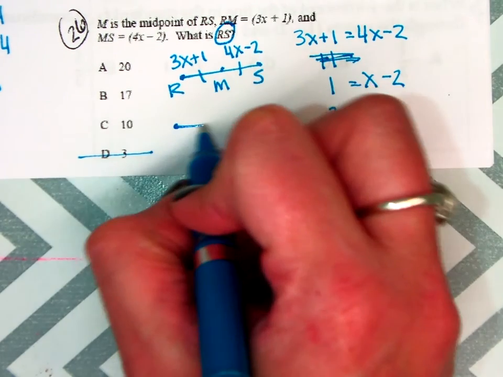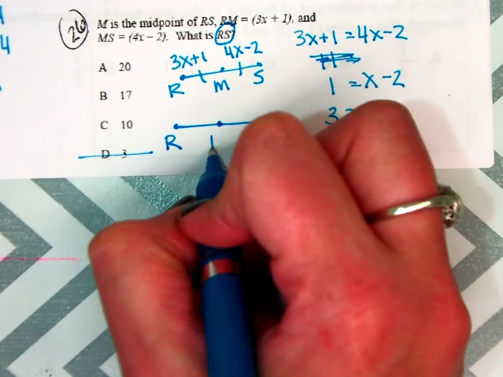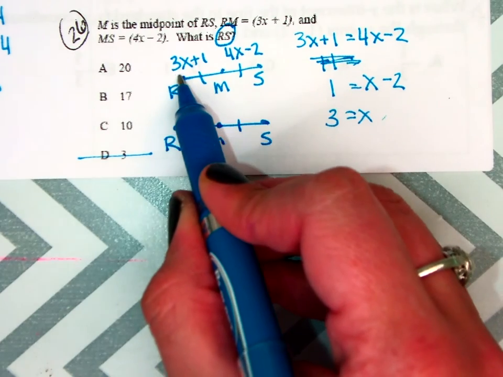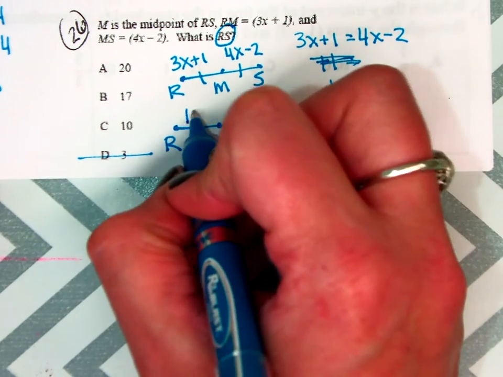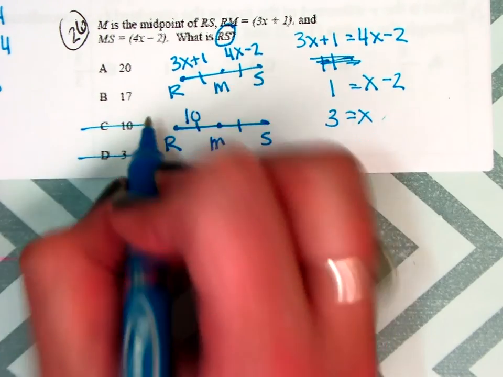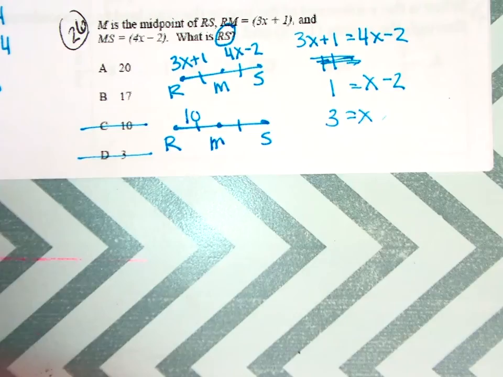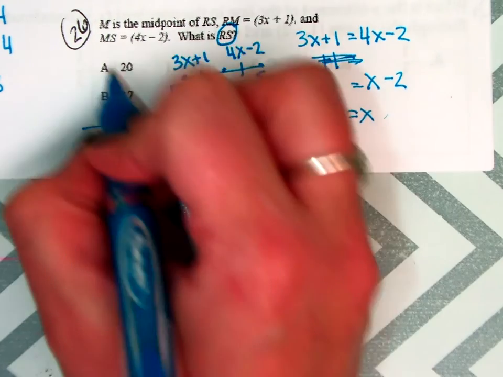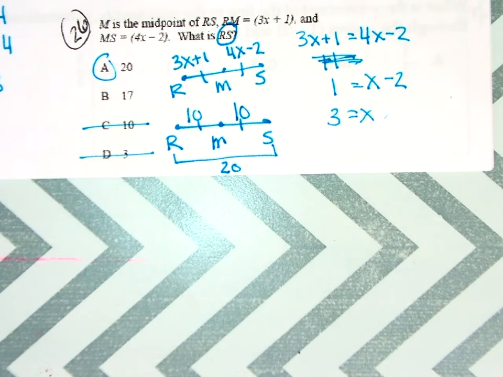So what I need to do here is find all my little pieces and then go from there. So x is 3, so 3 times 3 is 9, plus 1 is 10. Well, if this is 10, again, 10 is not the right answer. I'm crossing that one out. And s is also 10, which means the full measurement is 10 plus 10, which is 20.